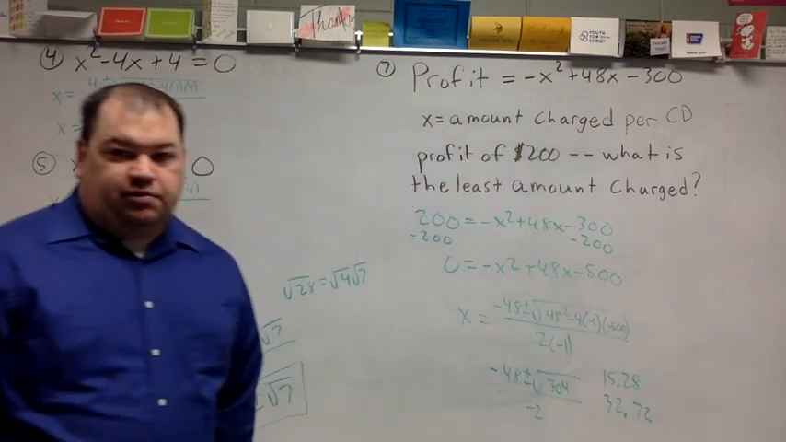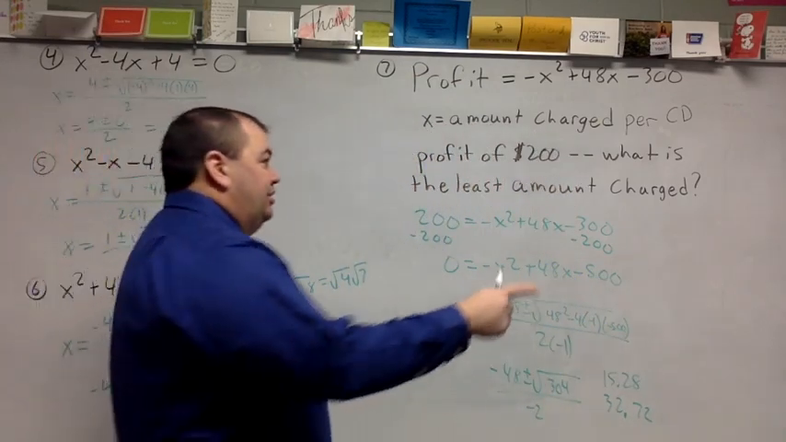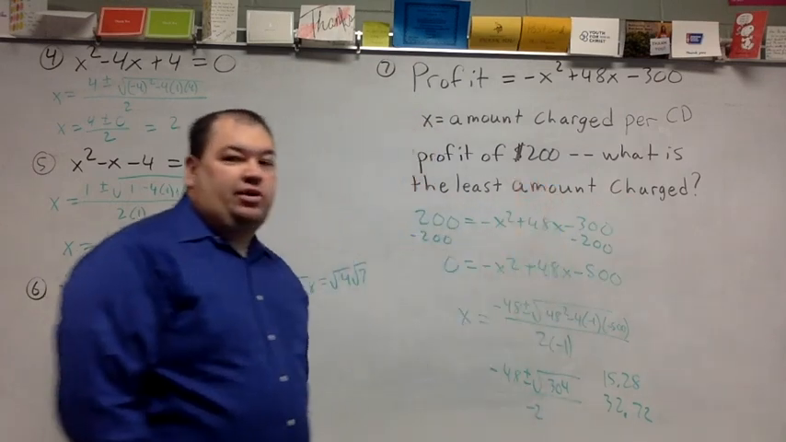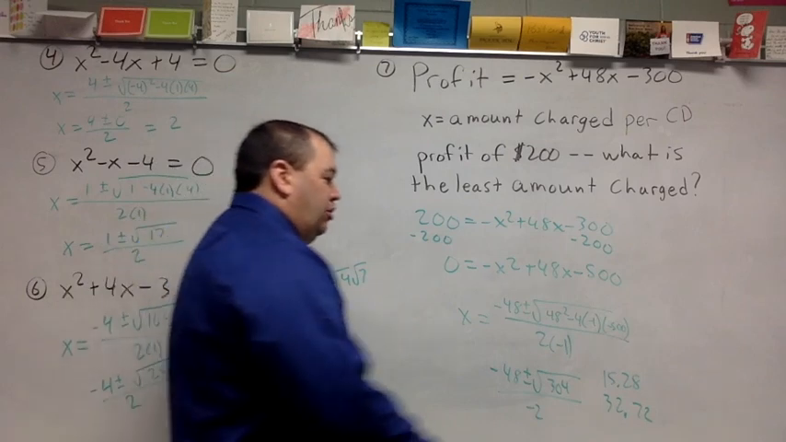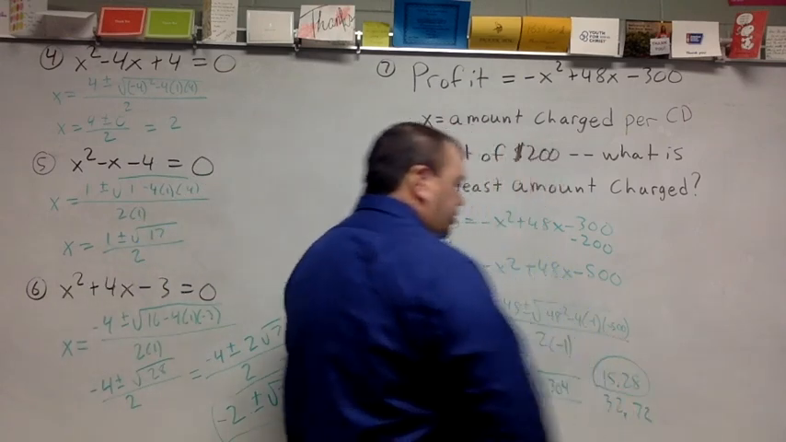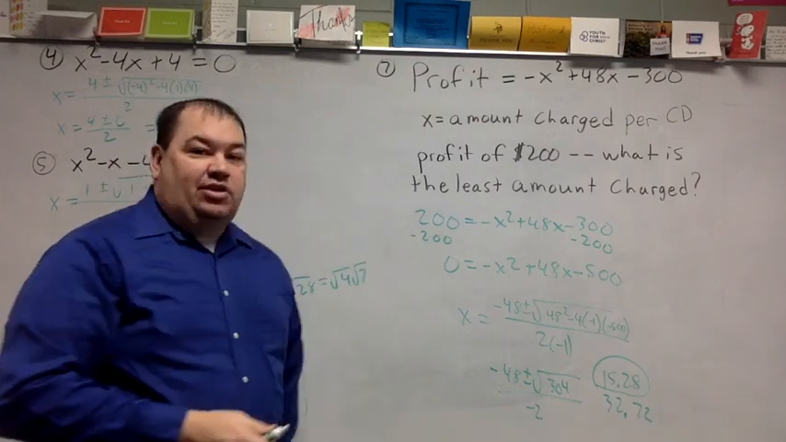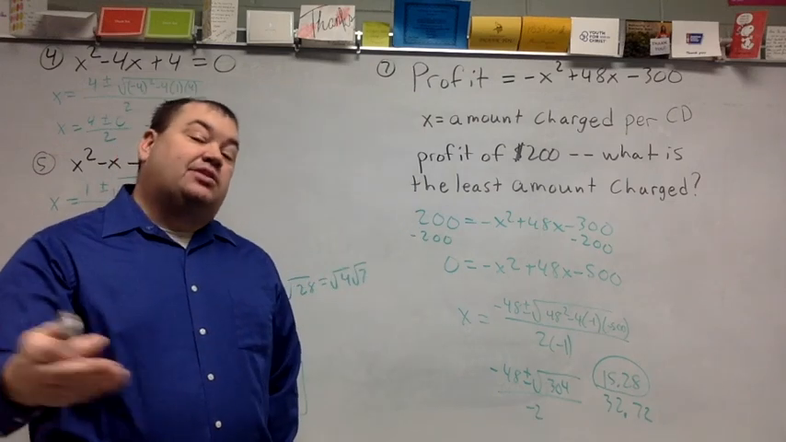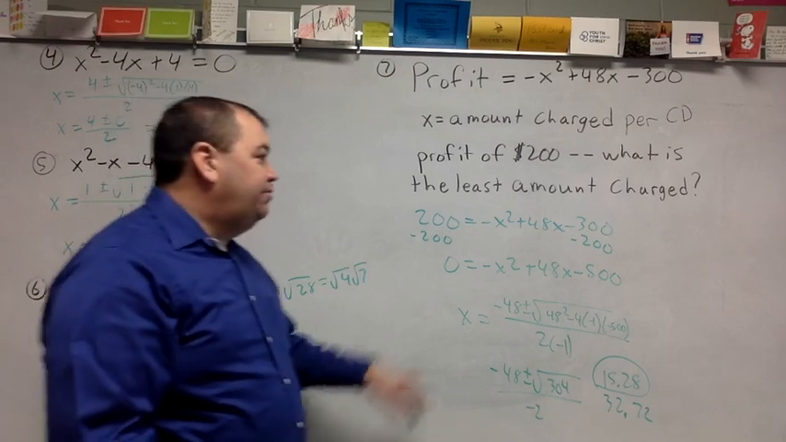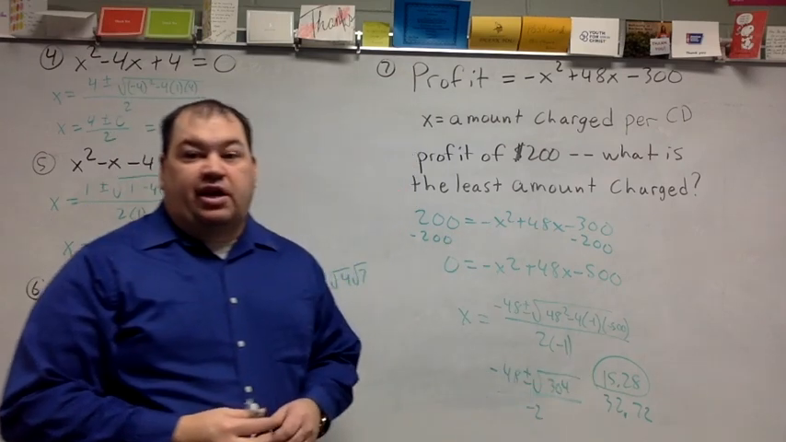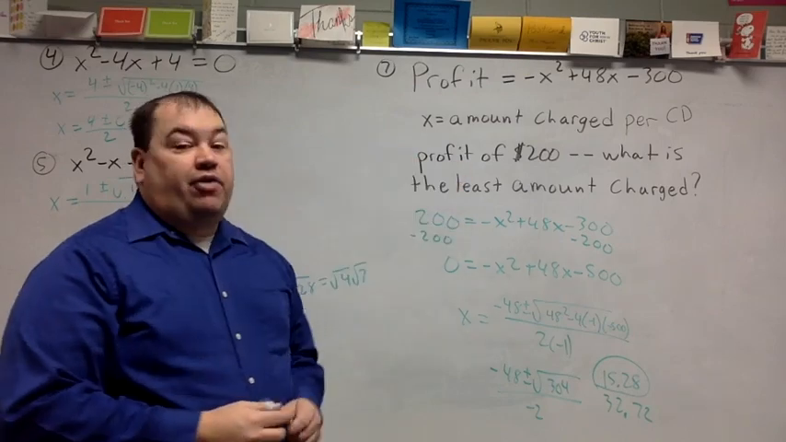There's my 2 answers. The question they asked is, what's the least amount that I can charge and still make my $200? So they're asking for the smaller one. There's times where you'll do quadratics and you might get a negative number that doesn't make sense. In this case, a negative number wouldn't make any sense. Other possibilities, it would. Here they were asking for the smaller, so we're going to charge $15.28 in order to make a profit of $200.